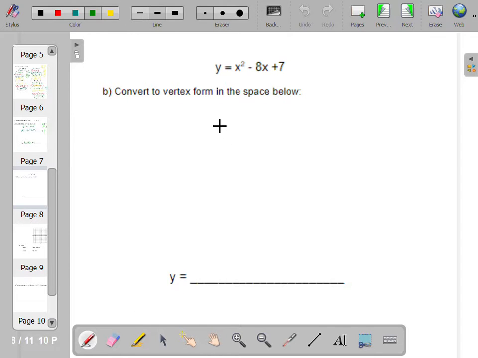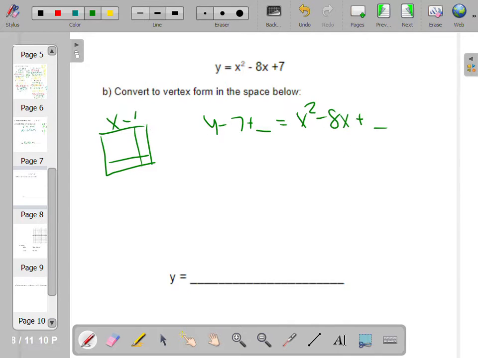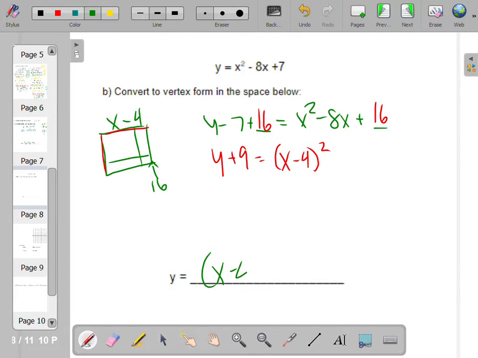Convert to vertex form, so move the 7 over. y minus 7 plus a blank, x squared minus 8x plus a blank. I'm going to complete the square on the right side, so half of negative 8 is negative 4, which means negative 4 times negative 4 would be 16. I'm going to add 16 to both sides. Negative 7 and 16 make positive 9. On the right side, that's x minus 4 times x minus 4, so x minus 4 squared. Move the 9 over, minus 9. Now we have it in vertex form.